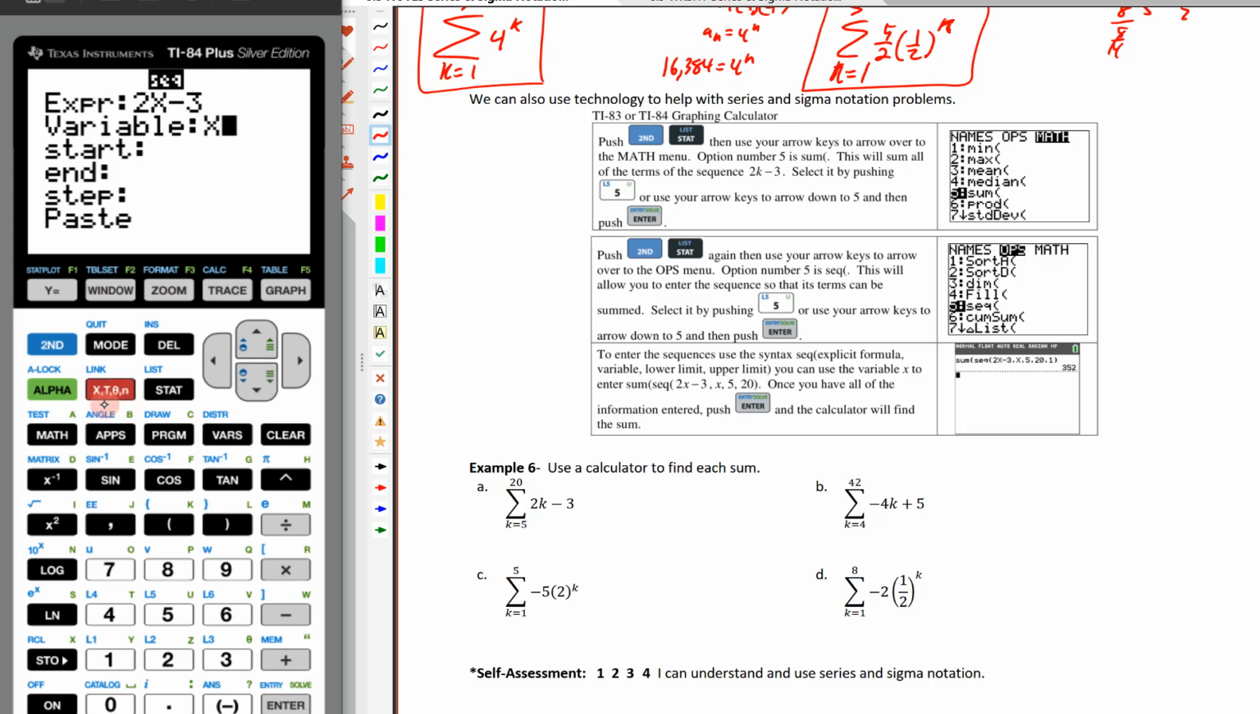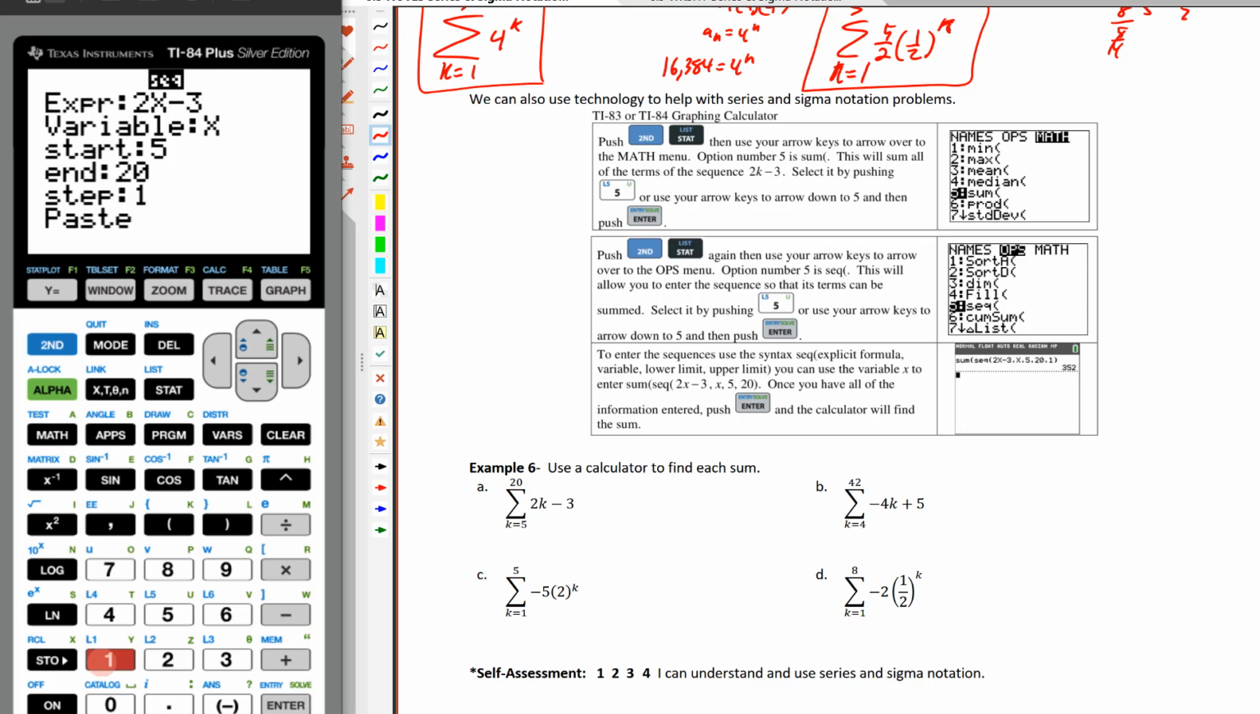If you want to use alpha and do k every time, that's totally okay. Tell it where you want to start. The lower index is 5. You want to end when you get to 20. And the step is 1. The step is always going to be 1 unless you're told otherwise.